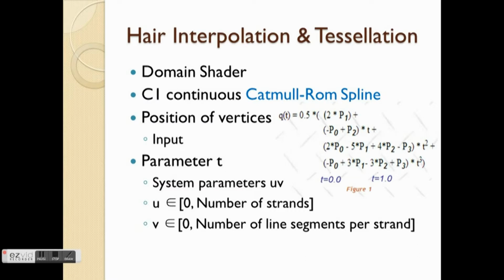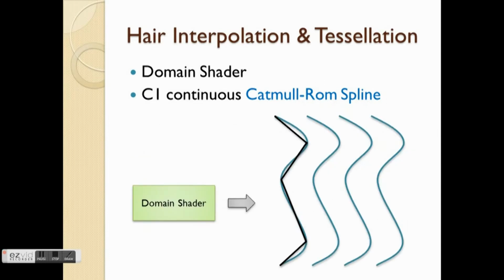In the domain shader, we have parameters U and V. U is defined by the number of strands. That's how many new strands we want to create. And V is defined by the number of line segments. That means the larger the number, the smoother our result will be. So here's what we have if we use the Catmull-Rom spline. We have much smoother strands than before.